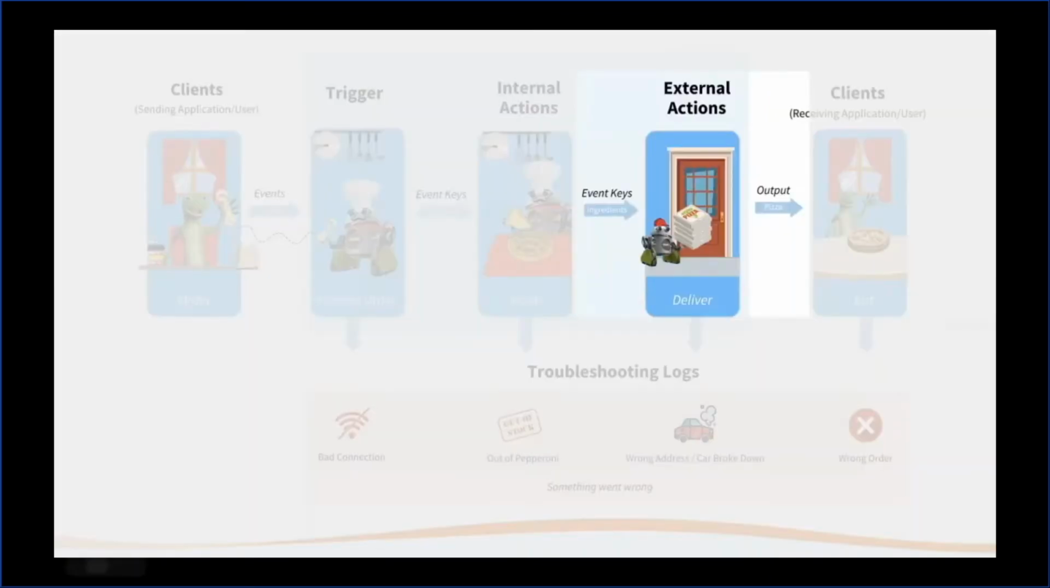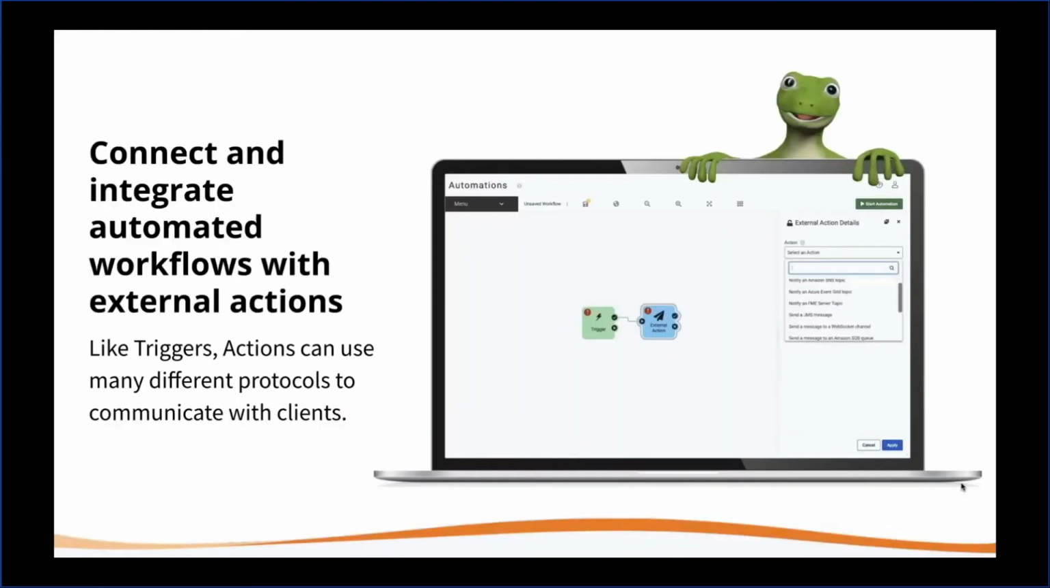After the pizza is ready, we need to deliver it. So this would be a driver using a car, a bike, walking, any way to bring the pizza to your front door. And many of the same protocols that we use to receive event data from clients, we can also use to deliver data back to our clients. And we can configure these external actions very similarly to trigger events.